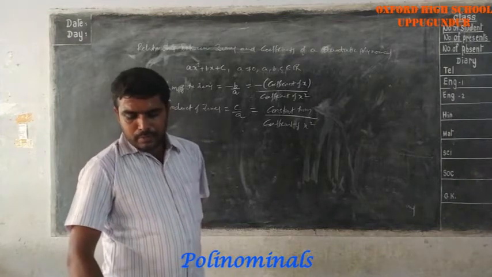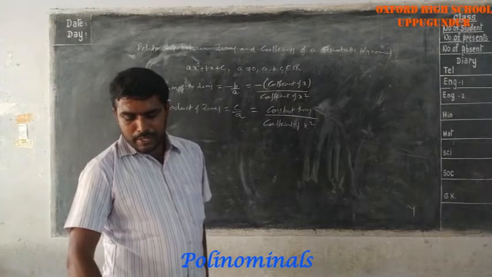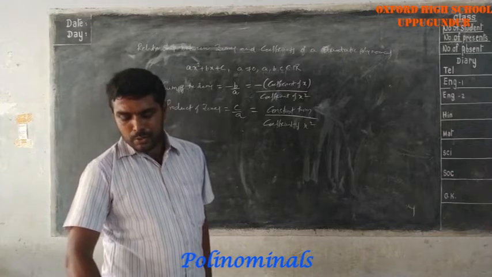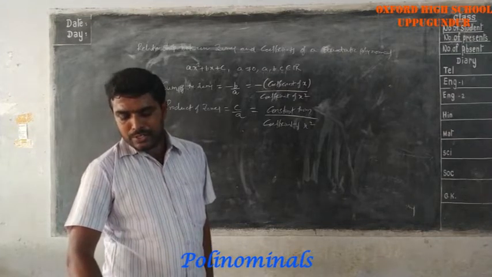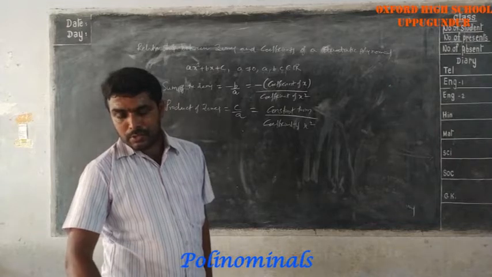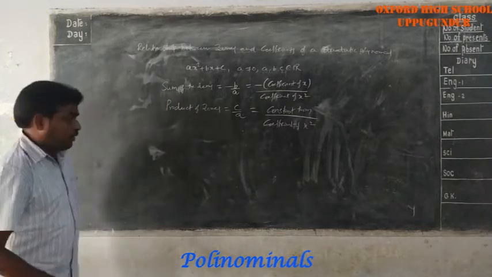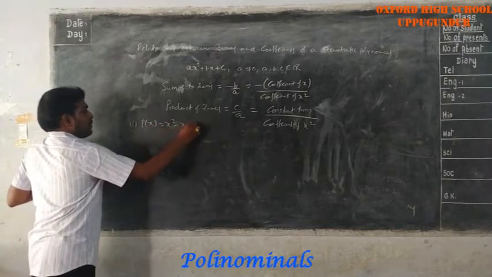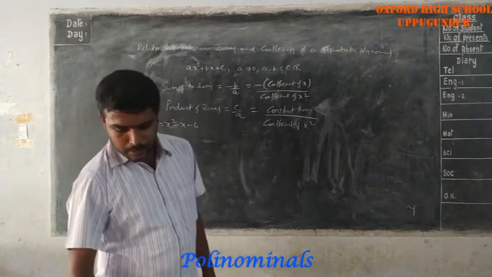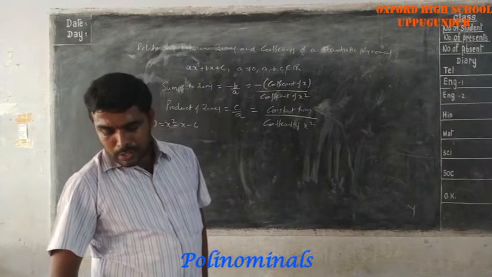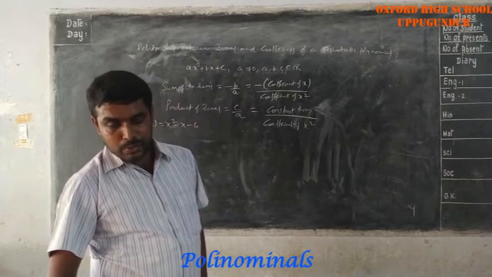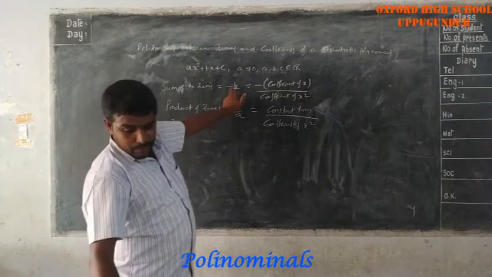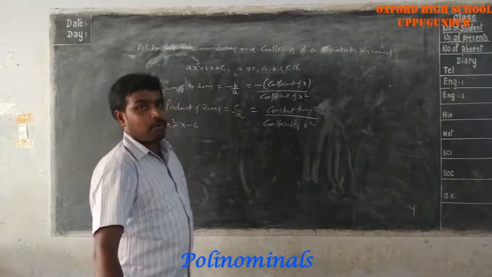When you observe page number 62, find the zeros of the quadratic polynomials given below. Find the sum and product of the zeros and verify the relationship to the coefficients of the terms in the polynomial. They gave the first one, p of x equal to x square minus x minus 6. For this one, you have to find the zeros, the sum of zeros and product of zeros, and verify the relationship to the coefficients.